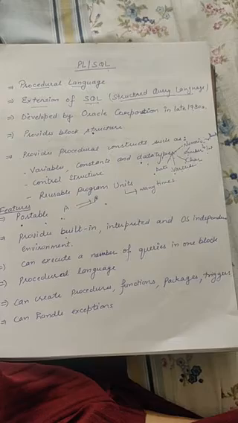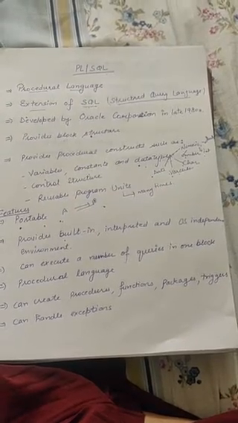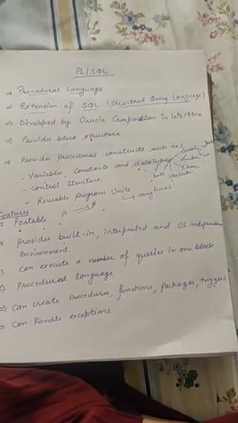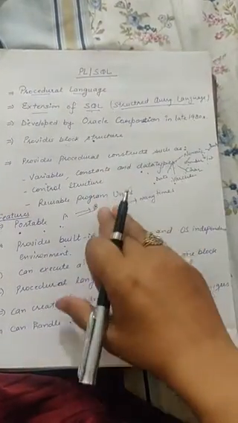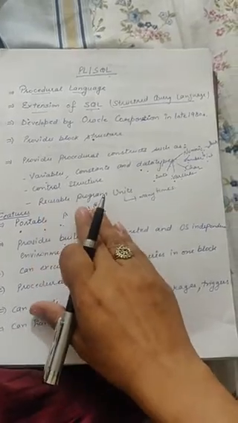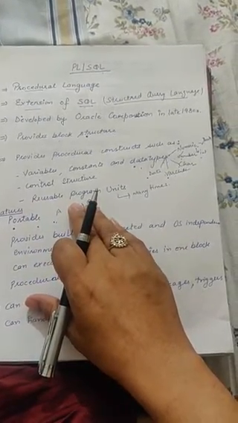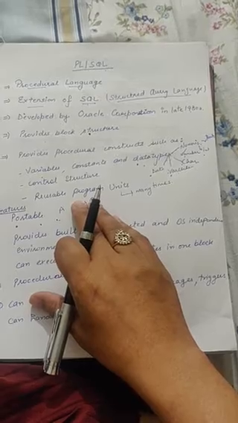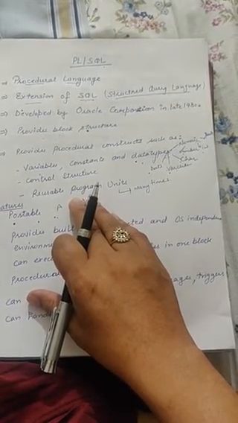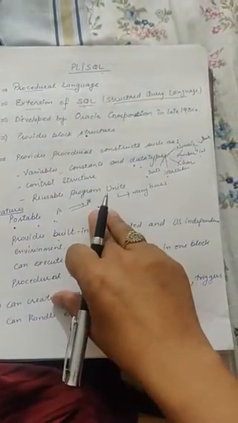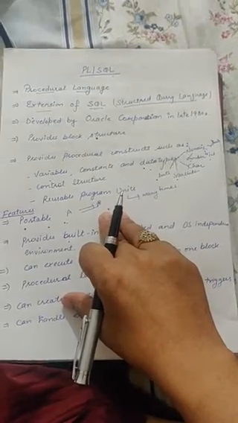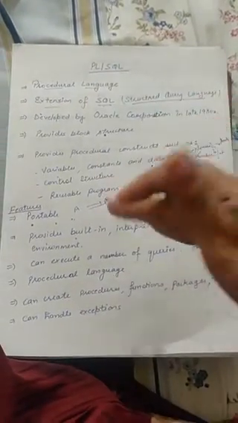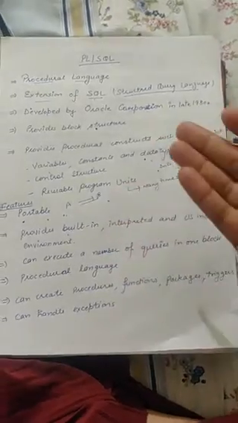Then it has some control structures. What are the control structures? Control structures can have loops. It can have control statements, or conditional statements also. It has reusable program units. This means if you write a block once in this language, it can be executed many times, again and again. It can be reused again and again in other blocks also.